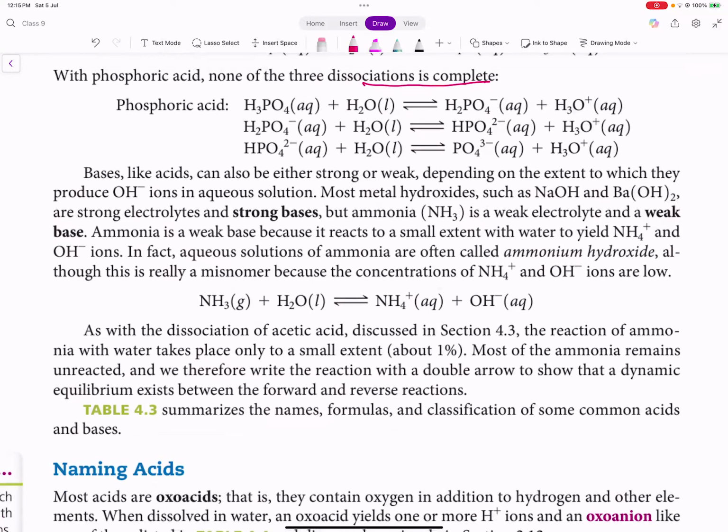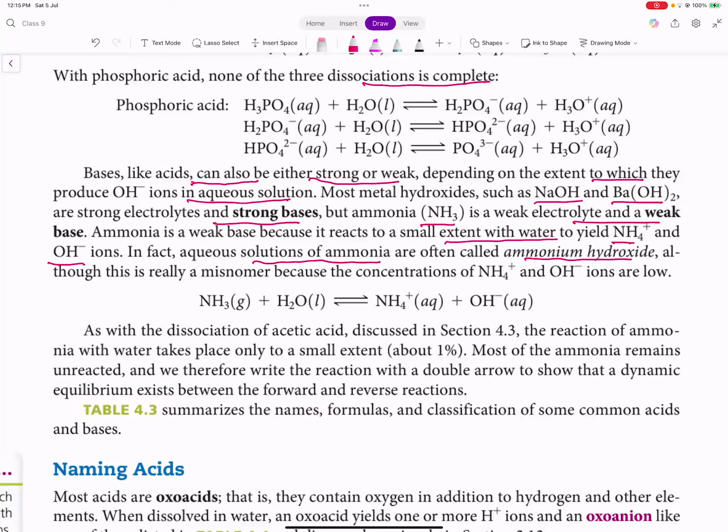So again, bases, like acids, can also either be strong or weak depending on the extent to which they produce OH minus ions in aqueous solutions. Okay. Now, most metal hydroxides such as NaOH, KOH, or barium hydroxide, they are strong electrolytes and strong bases, but ammonia is a weak electrolyte and a weak base. Okay. Ammonia is a weak base because it will react to a small extent with water to give NH4 plus and OH minus ions. In fact, aqueous solutions of ammonia are often called ammonium hydroxide. Okay, right. Although this is a misnomer because the concentrations of NH4 plus and OH minus ions are low.